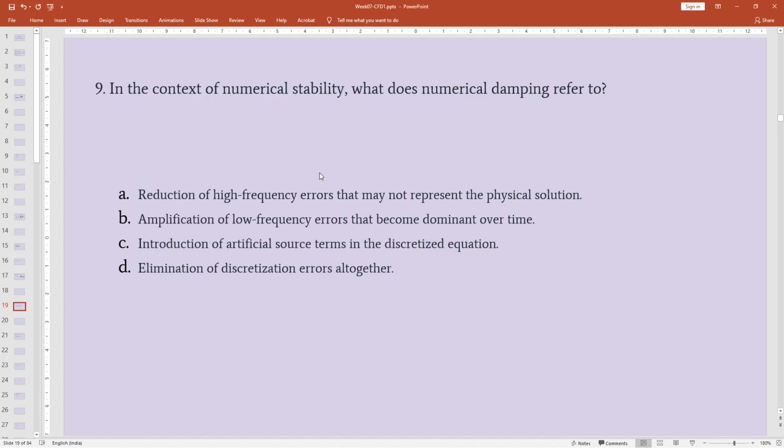Question 9. In the context of numerical stability, what does numerical damping refer to? We have already seen numerical stability in the week 5 and week 6 lectures. Options are: option A, reduction of high frequency errors that may not represent the physical solution. Option B, amplification of low frequency errors that becomes dominant over time. Option C, introduction of artificial source term in the discretized equation. Option D, elimination of discretization errors altogether. You can inbox your answers.